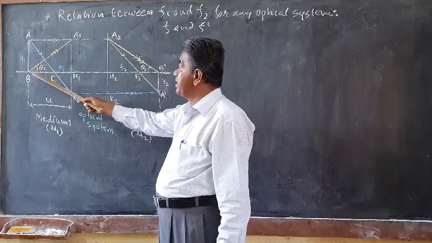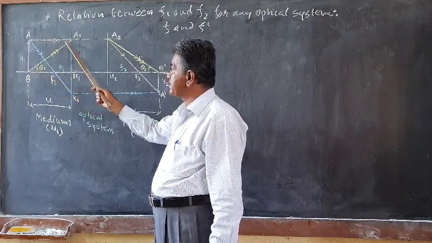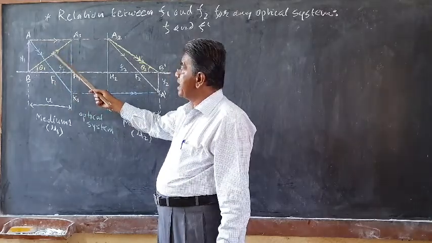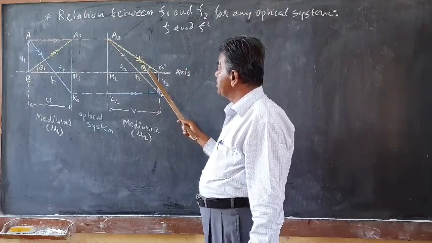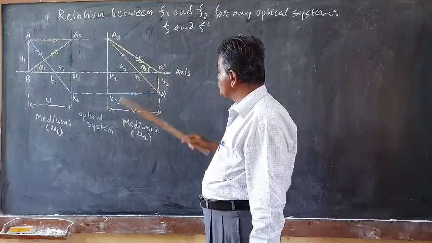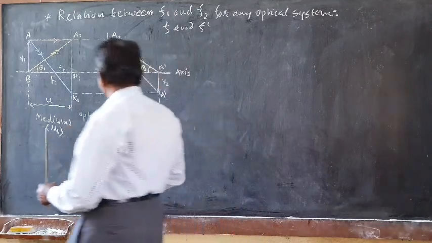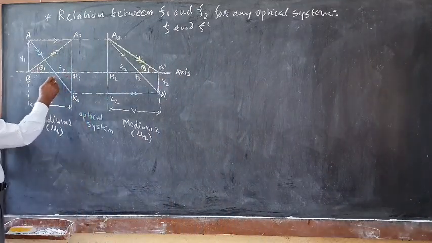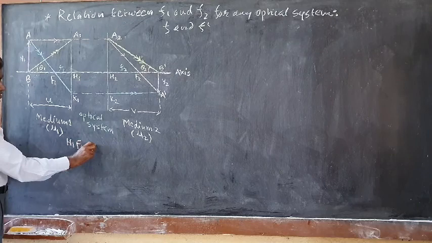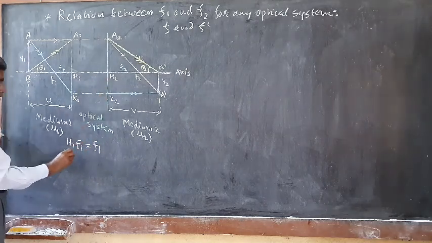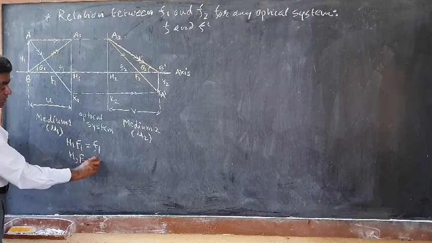Consider the third ray, starting from the position B, which makes an angle θ1 with the axis, represented by the three arrows in the direction of propagation of the ray. After refraction, it makes an angle θ2 with the axis. So A dash B dash will be the image of the object AB. Here H1F1 is the first focal length of the lens system, that is f1. H2F2 is the second focal length of the lens system, that is small f2.